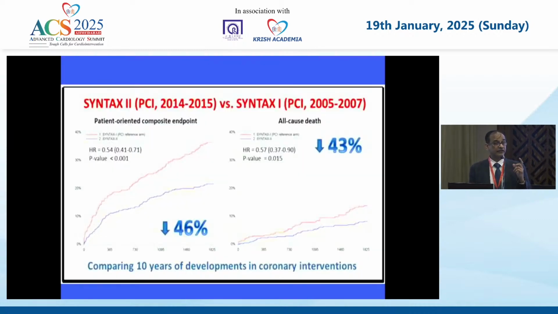But there was a significant difference when we compared, and this mirrors the difference in SYNTAX 1 between the CABG group and the PCI group. That means if you look at 10 years apart, our multivessel PCI results, even when done without whatever is available to us today, if they were guided by physiology, you're able to match the surgeons out to 5 years.